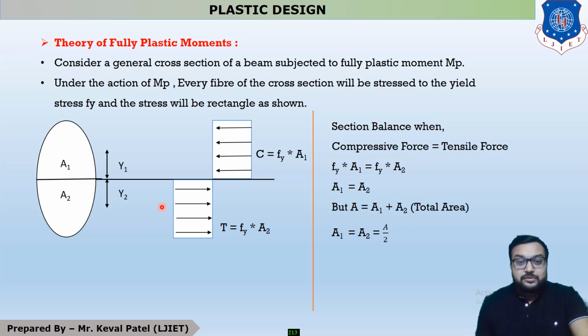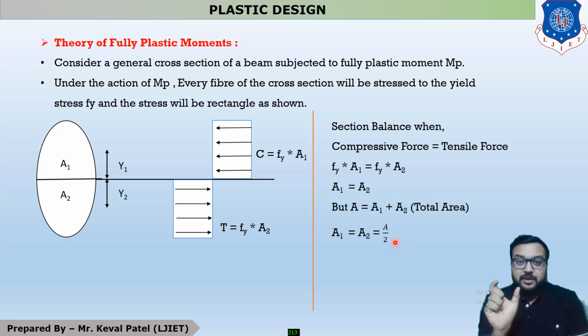So you can also write that over here. Capital A is equal to A1 plus A2. But in the upper line, it is already derived that your A1 is equal to A2. So you have to put A1 is equal to A2 in this equation and you will get your answer. A1 is equal to A2 is equal to A by 2. Okay. Now, your question is fully plastic moment.